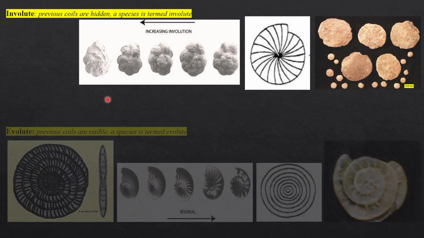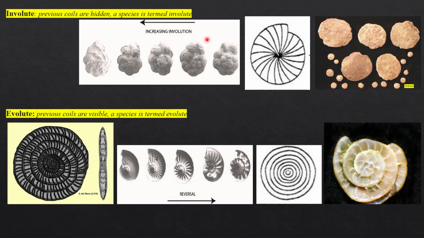We have involute and evolute. In involute, whenever you increase involution, the inside of the coiling is hidden, but in evolute we have exposure of the coil side, or the inside of the coiling is exposed. Here we have an example of Nummulites, and here an example of Ilvilina. So these two are examples of involute and evolute.